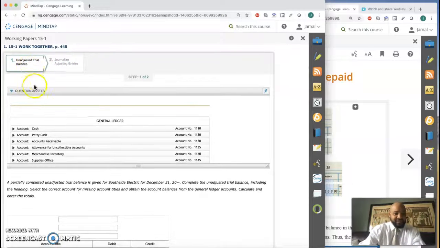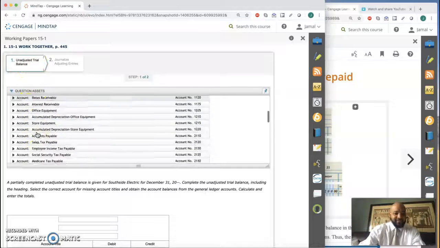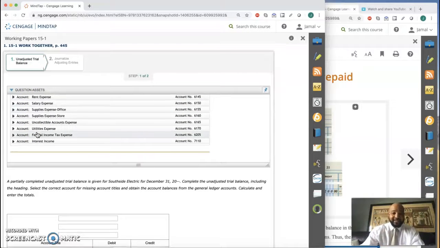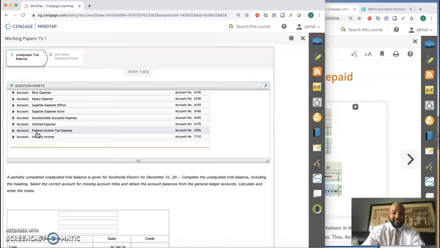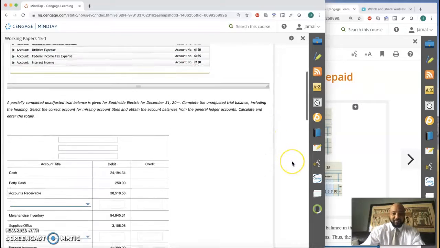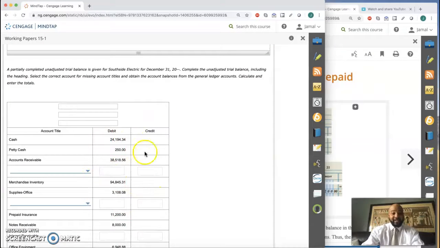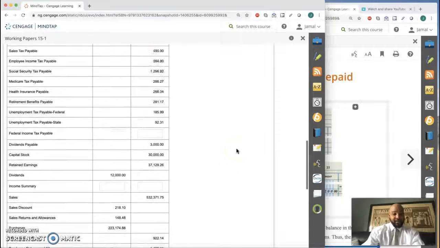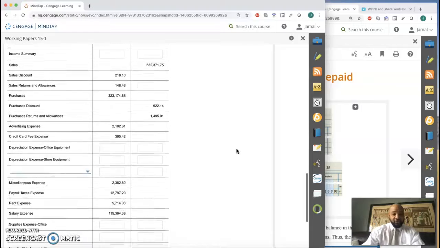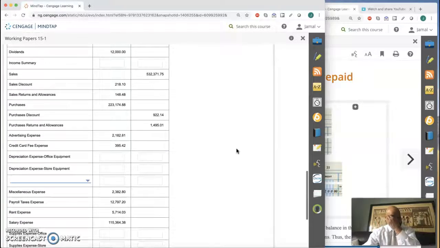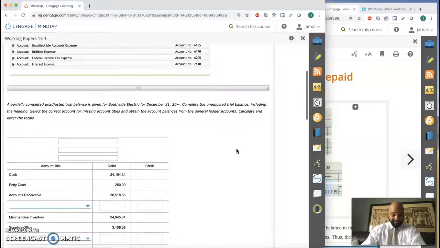They give us an unadjusted trial balance. They give us a bevy of accounts. We do recognize that in trial balances we have to list all of these accounts. So let's see where that's going to be located. Hey, not too bad. They gave us a trial balance already put together with the majority of the accounts already in it. Looks like we just need to fill out a few blanks. That's step 1. Let's get started.